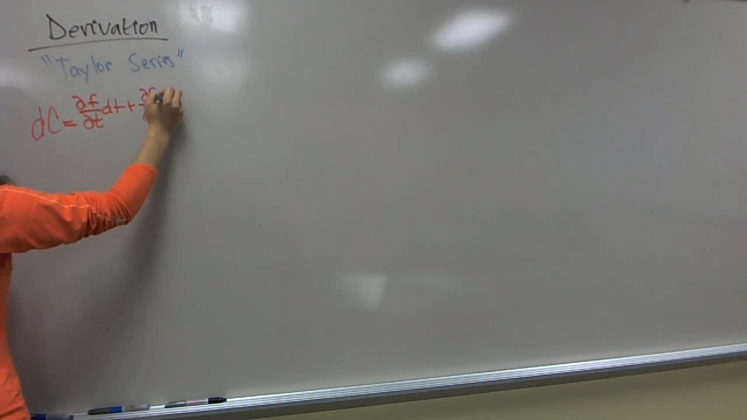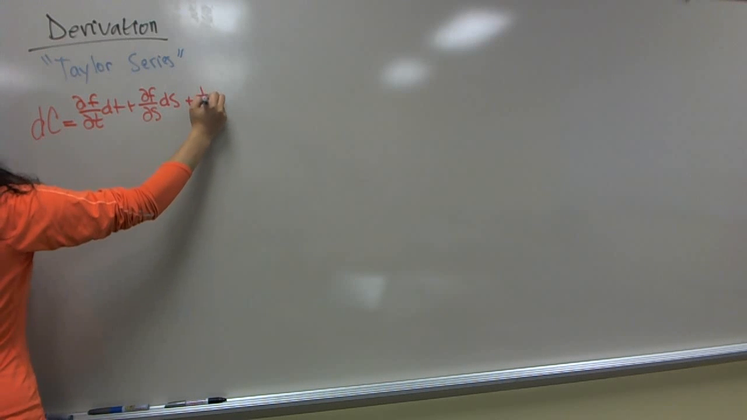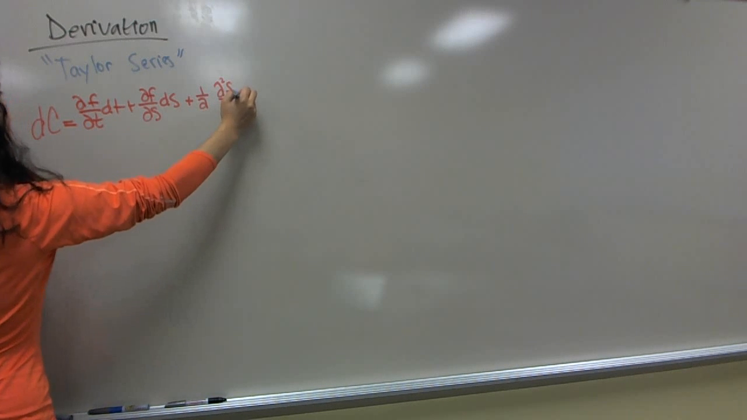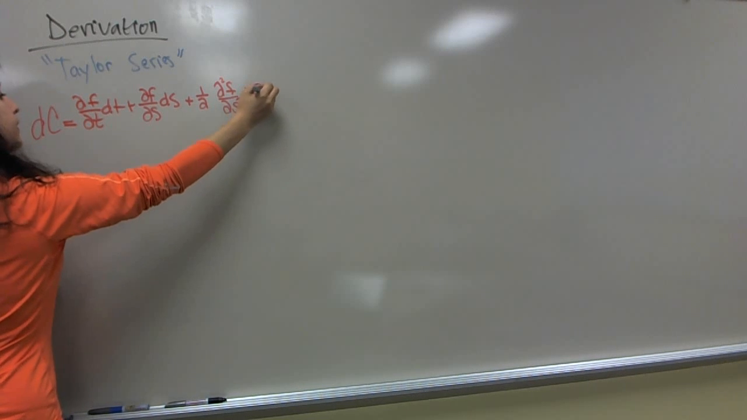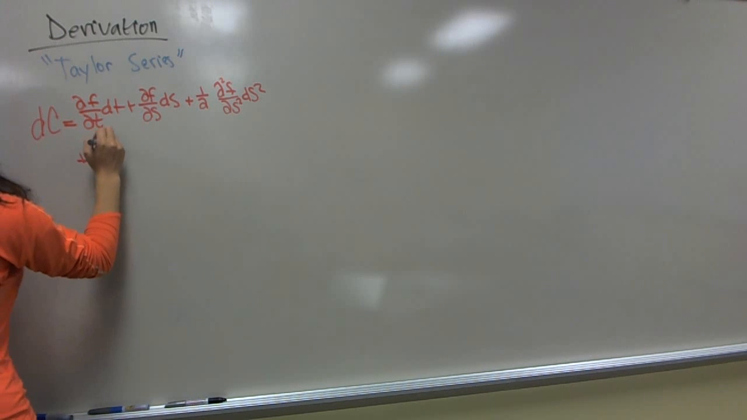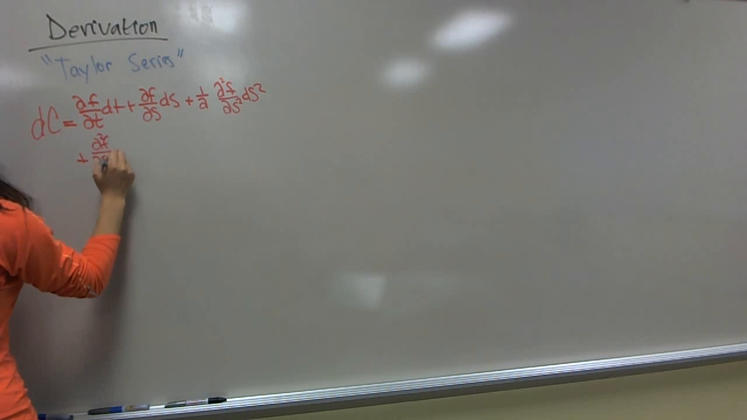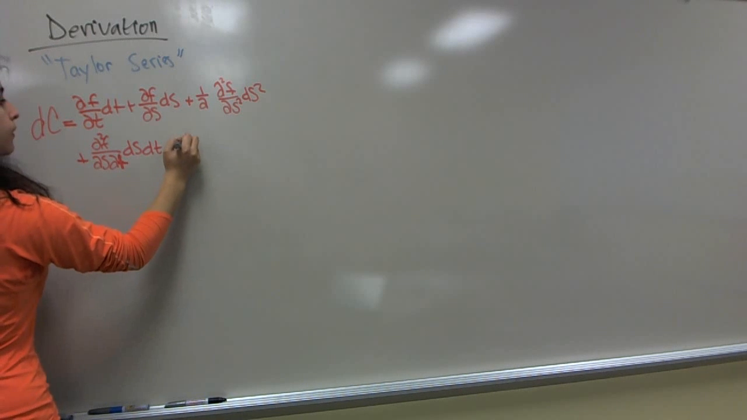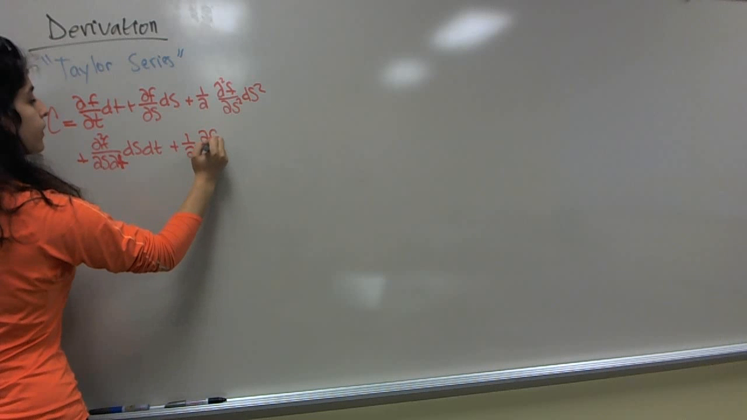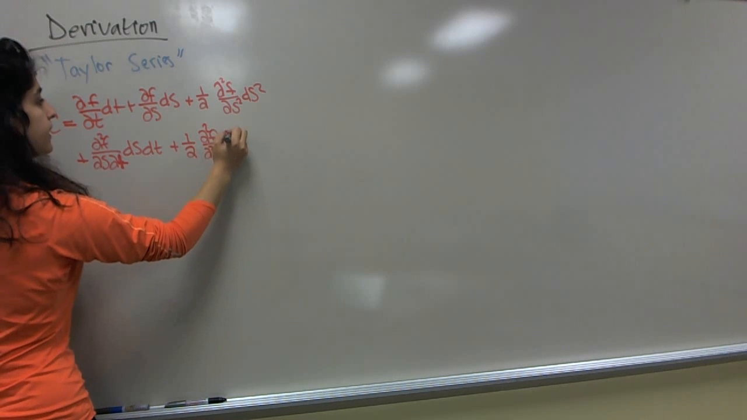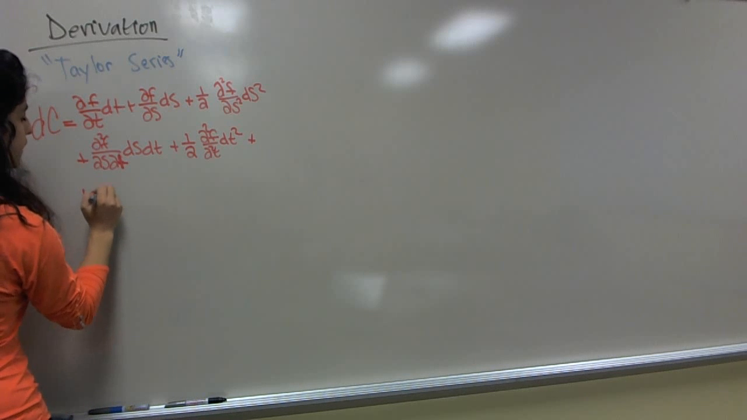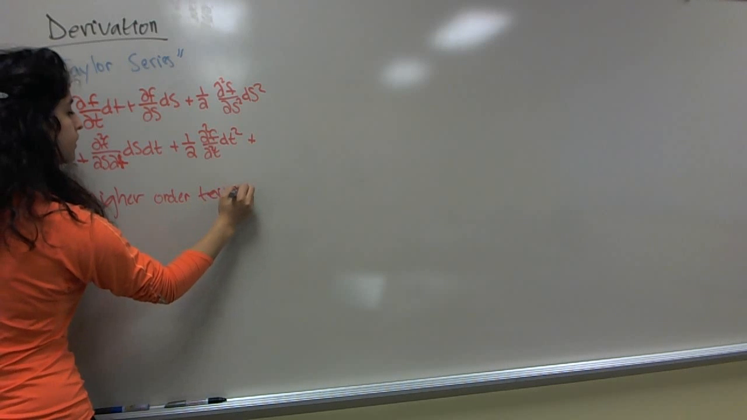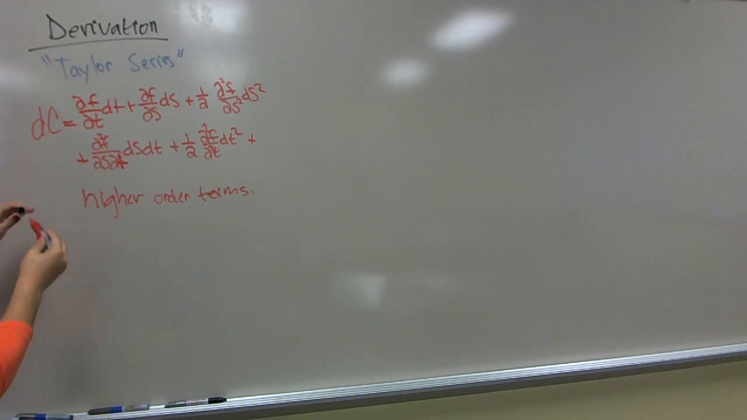over ∂S dS plus 1/2 ∂²F/∂S² times dS squared plus ∂²F/∂S∂T dS dt plus 1/2 ∂²F/∂T² times dt squared plus higher order terms. Okay, so with the Taylor series, this is what we get.